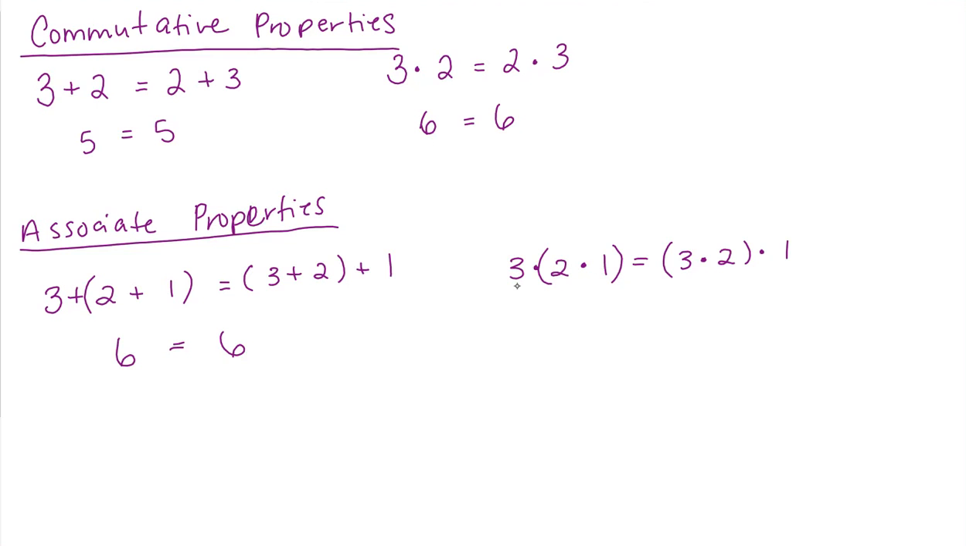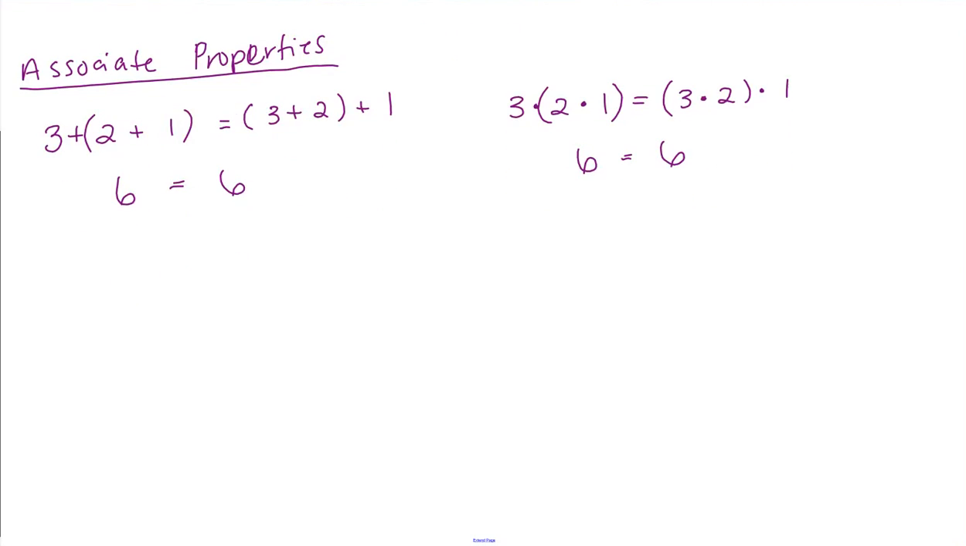2 times 1 is 2. 2 times 3 is 6. Oh, look at that. Our product is the same as the sum. 3 times 2 is 6, times 1 is still 6. So changing the grouping for addends and factors does not change the sum or product.